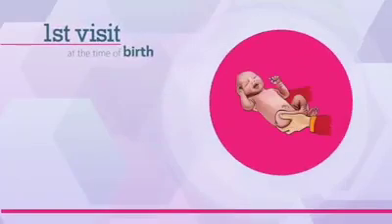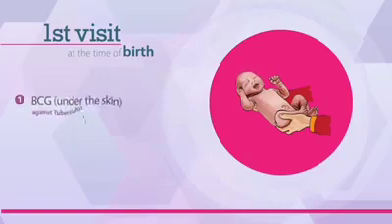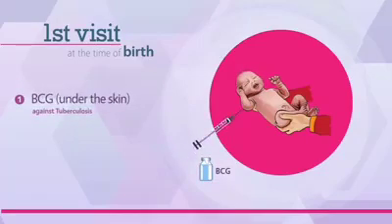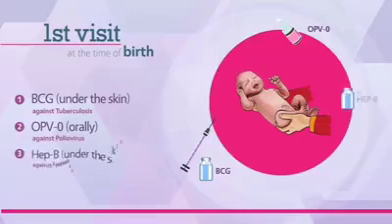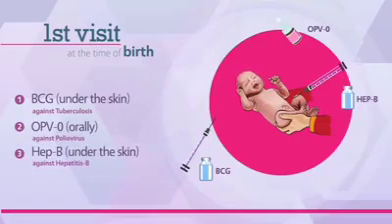These free vaccines are administered to children from birth till the age of 15 months in 6 visits. First visit is scheduled at the time of baby's birth. On this visit, the child is administered BCG vaccine under the skin in the right upper arm for protection against tuberculosis. OPV0 vaccine is given orally to protect against polio, and Hep B vaccine is administered in the left thigh to protect against hepatitis B.